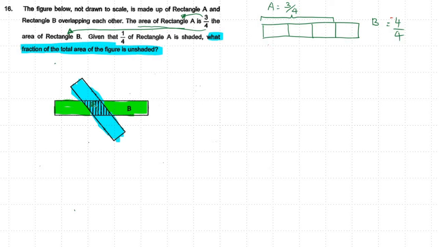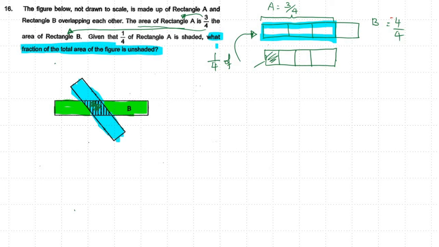And then it says that given that 1/4 of rectangle A is shaded, it is this portion here. Can you see it is this portion here? So 1/4 of rectangle A. So I draw another bar here because it's from rectangle A. Okay, can you see clearly? So I cut it into 4 portions. So 1/4 of what? Rectangle A, which is this portion here only.